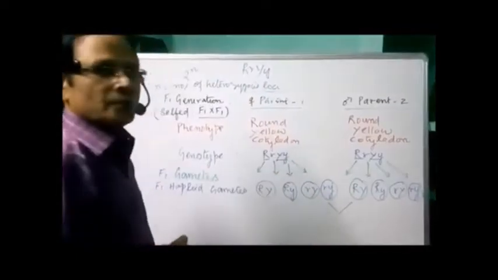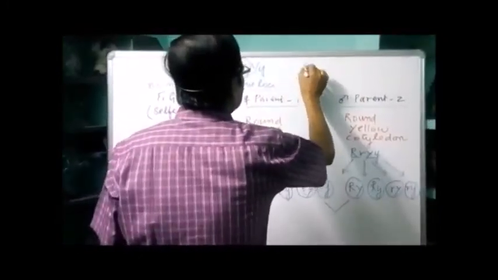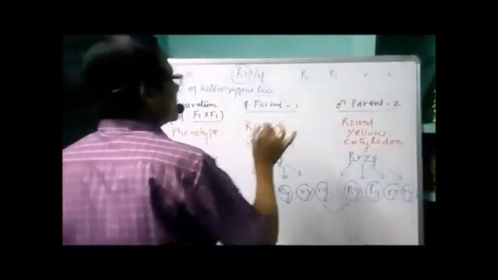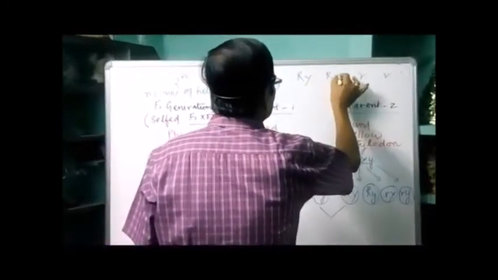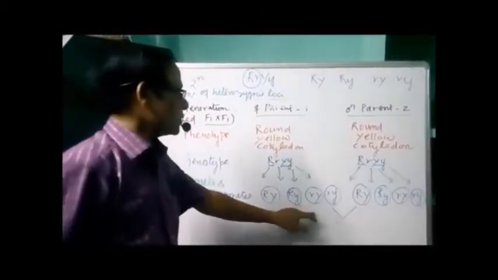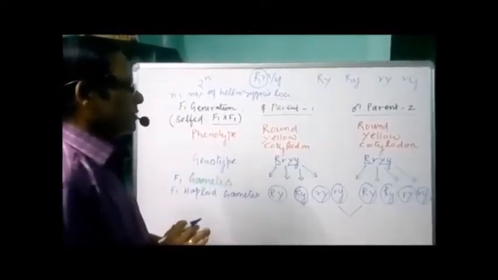This is round L. Now I am taking the first 2 letters, twice each: capital R twice, small r twice. Now writing the next 2 letters alternately: capital Y, small y, capital Y, small y. You see the same gametes what we are getting, 1, 2, 3, 4 gametes. So this is about the formation of F1 haploid gametes.